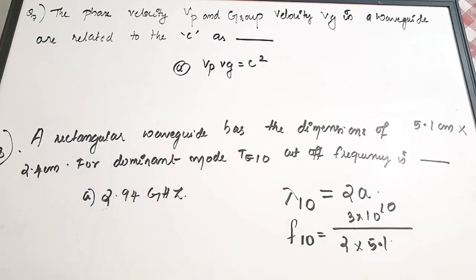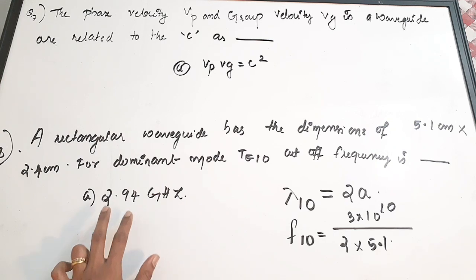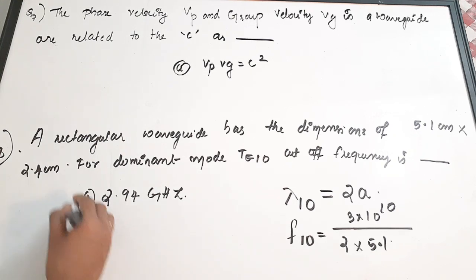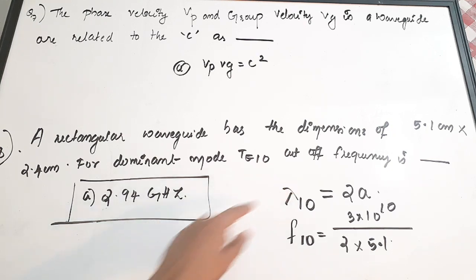The cutoff frequency for the dominant mode, that is, if the mode is TE10 and it is the dominant mode, means that the mode has the lowest cutoff frequency. And for a rectangular waveguide, the lowest cutoff frequency is this, 2.94 gigahertz. So the correct answer for this question is 2.94 gigahertz, the cutoff frequency for the TE10 mode. I hope these equations are now familiar to you.